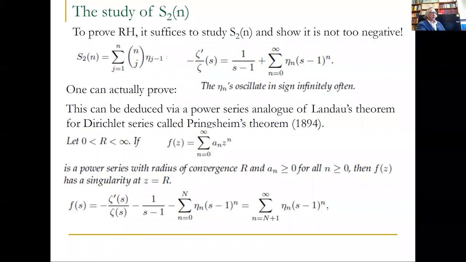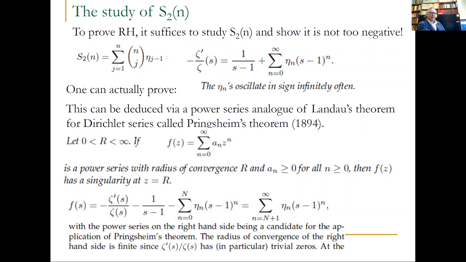So I'm not going to go through it, of course. But now, if you apply this in the case of zeta prime over zeta and ask yourself, do they have a fixed sign after a while? Then you analyze f of s truncated and see that the right-hand side has fixed-sign coefficients. Applying Pringsheim's theorem tells you that it has to have a real singularity, but there is no real singularity, because zeta prime over zeta has no real zero apart from the trivial zeros, and there's no positive real singularity. So that's the proof. Pringsheim's theorem allows you to show that these eta's oscillate in sign.